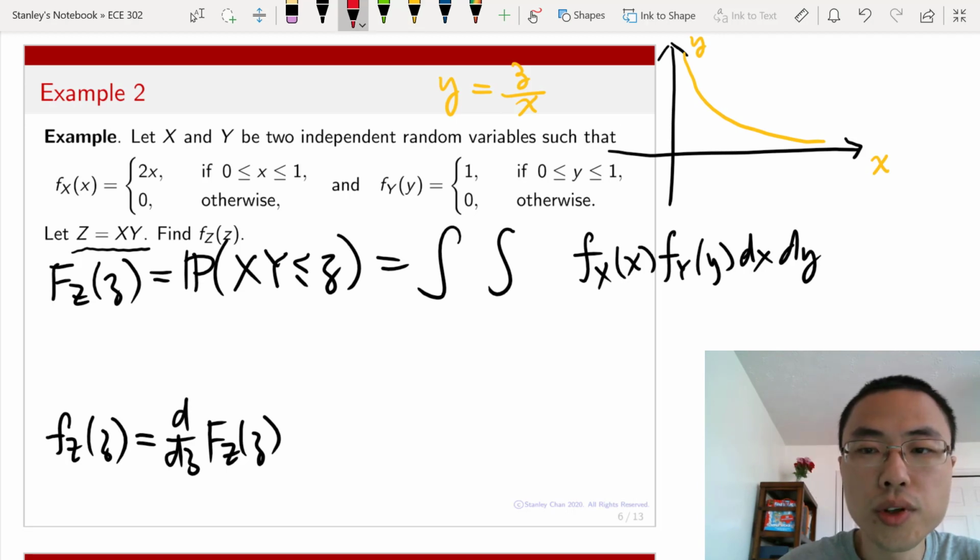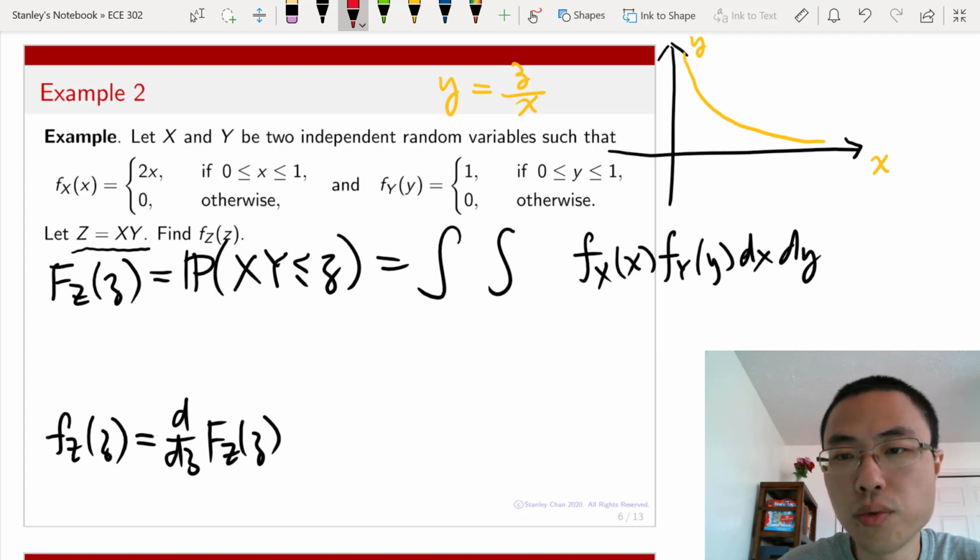Okay, so how should I do the integration? Well, I should do the integration. Of course, I cannot. Let's not worry about the negative part. Let's only worry about the positive part. So I want to integrate from 0 all the way to this point.